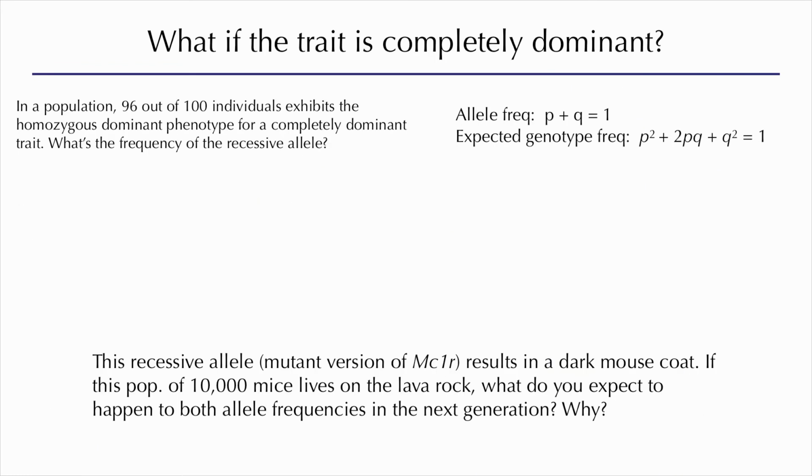One more example. In a population, 96 out of 100 individuals exhibit the dominant phenotype for a completely dominant trait. What's the frequency of the recessive allele? So first, I think we'll figure out what they're asking us for. The frequency of the recessive allele. All right, it's one letter, so that's going to be our q. So they want us to solve for q. So how are we going to get to q? Well, let's see what they've given us.